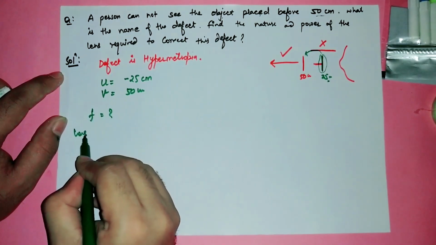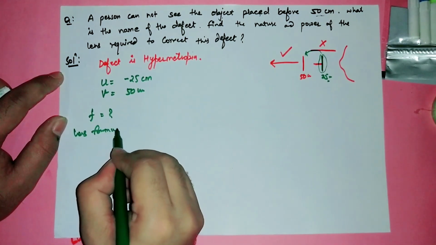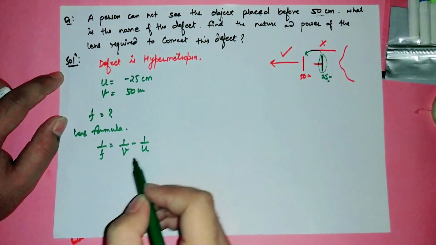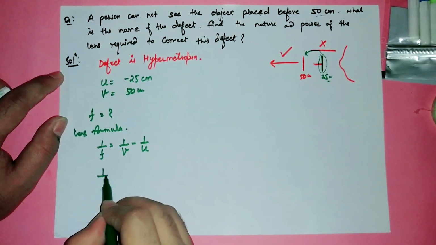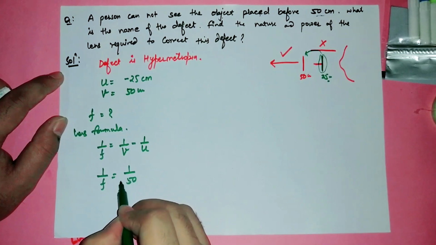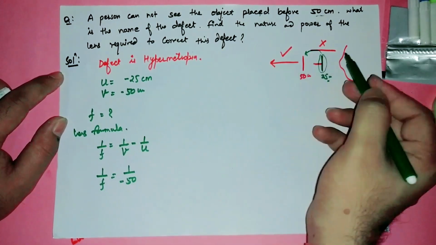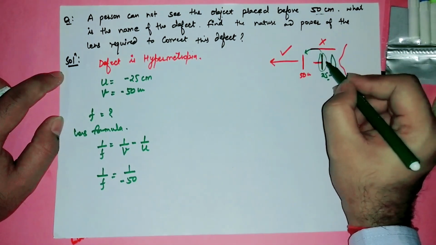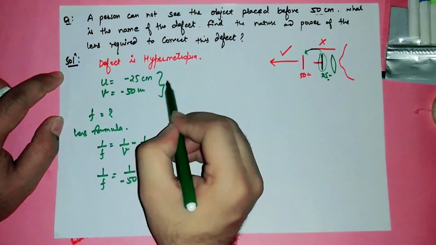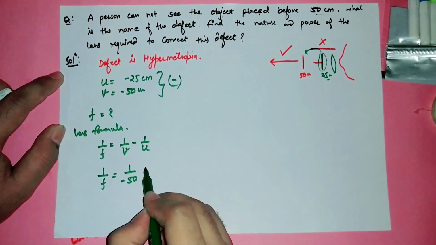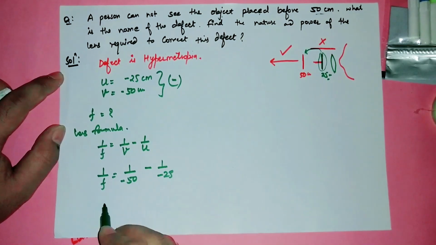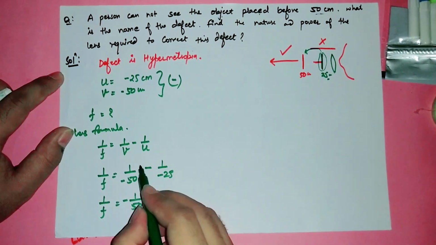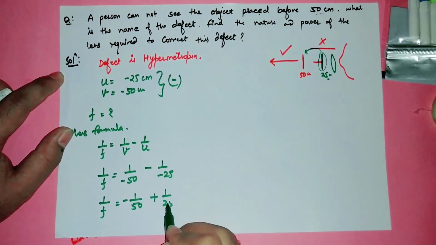So from the lens formula, 1 upon f is equal to 1 upon v minus 1 upon u. So 1 upon f is equal to 1 upon v, which is 50 centimeter. This is minus, and u is also minus, because we have to use a convex lens. So all the distances are towards the left, so they will be negative. So this is minus 50, minus 1 upon u, which is minus 25. So 1 upon f is equal to minus 1 upon 50 plus 1 upon 25.